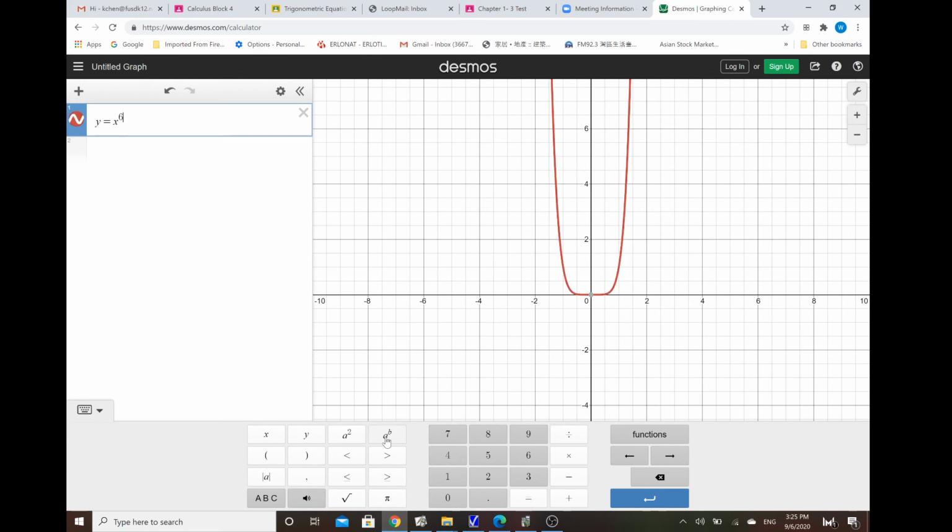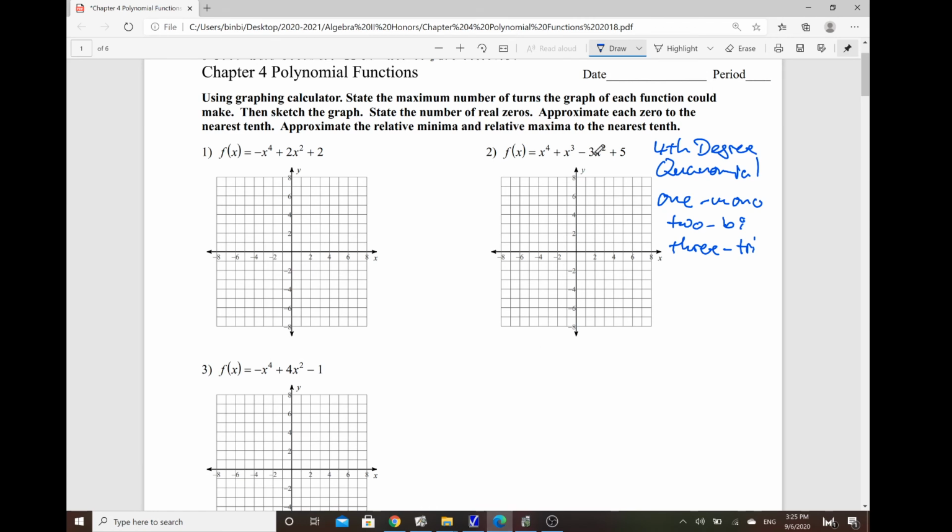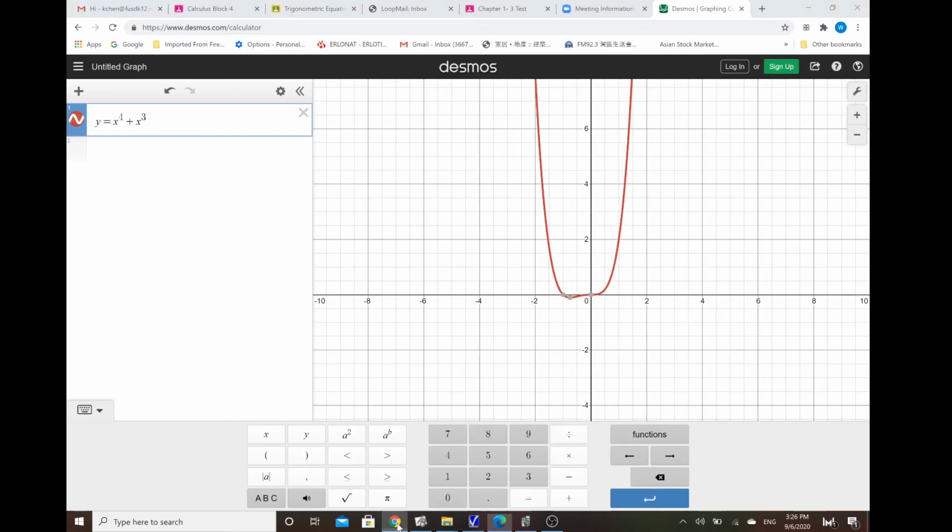Well, it's not x to the power of 6, it's x to the power of 4. Okay, so fix that, and then the right arrow, and then plus x to the power of 3. Again, press the caret for the power sign, and then type in 3. And now let's see what else we have for the rest of the terms here. So plus x to the power of 3 minus 3x squared plus 5. So minus 3x squared plus 5.